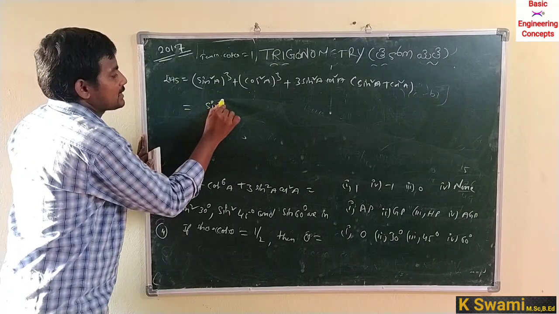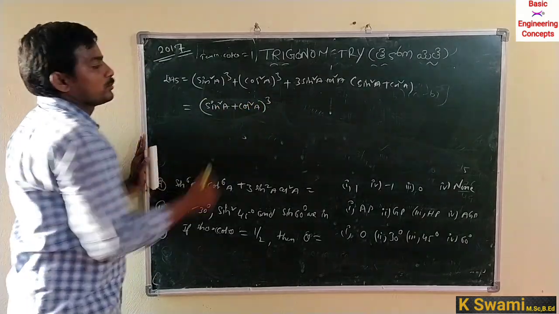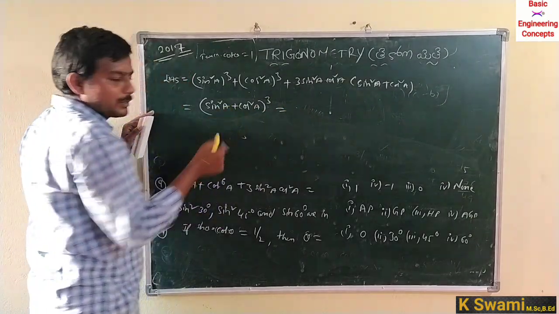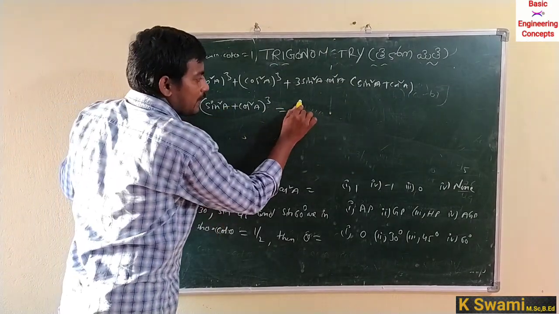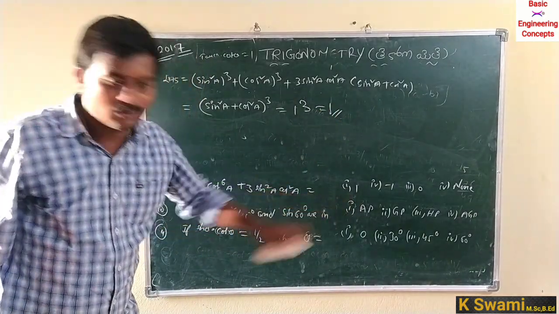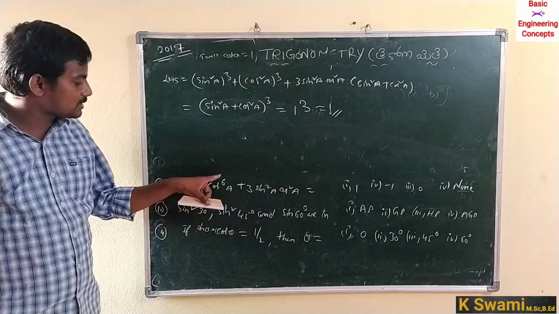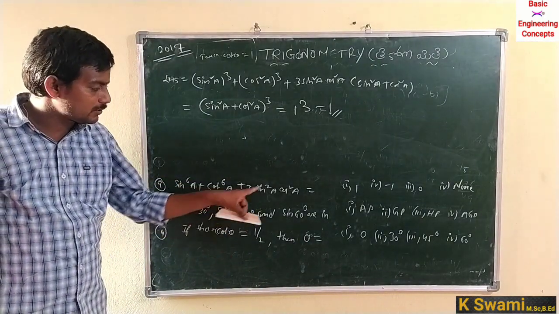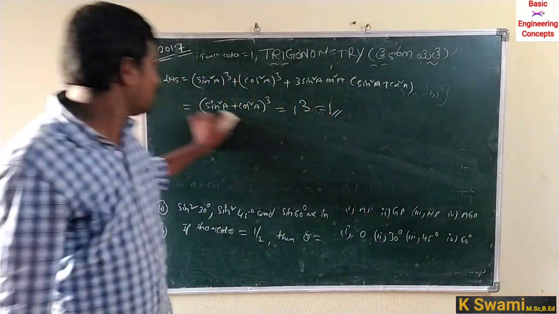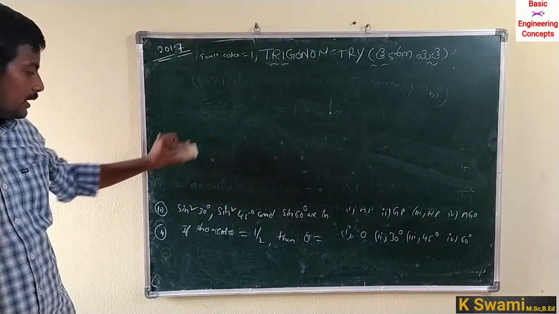So finally, sin square a plus cos square a whole cube, and sin square a plus cos square a is equal to 1. Finally 1 cube is equal to 1. So the correct option is 1, because sin power 6 a plus cos power 6 a plus 3 into sin square a into cos square a is equal to 1. So it's clear. Let us go to the next question from trigonometry.